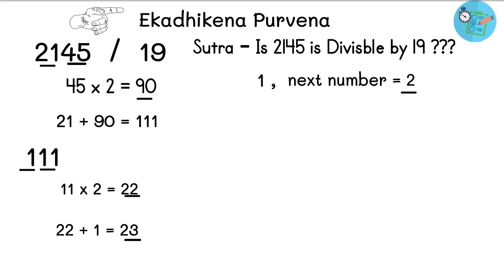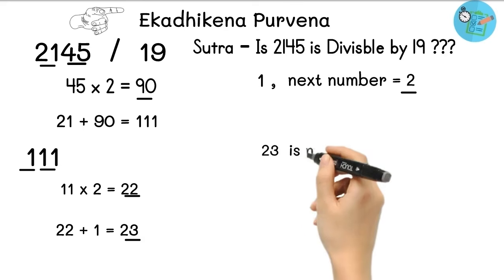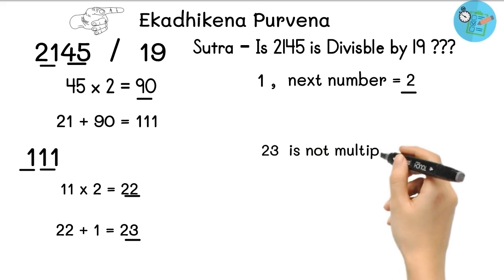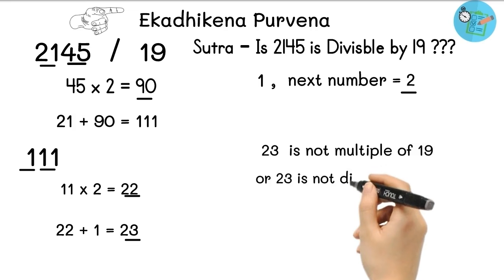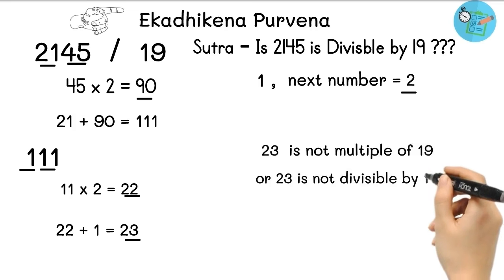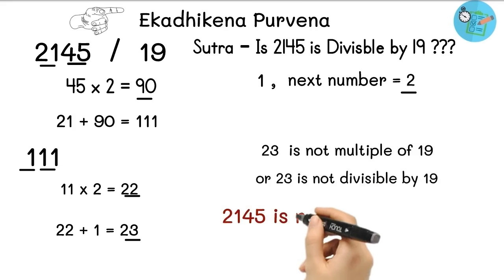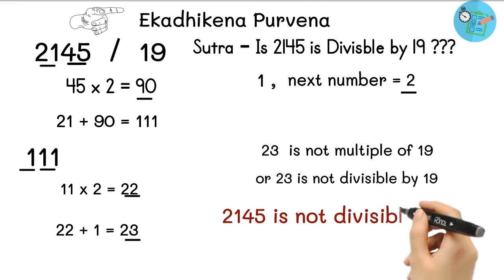Now we need to take this 23 and compare it with 19. We know very well that 23 is not a multiple of 19, or we can say that 23 is not divisible by 19. So for that reason we can conclude 2145 is not divisible by 19.